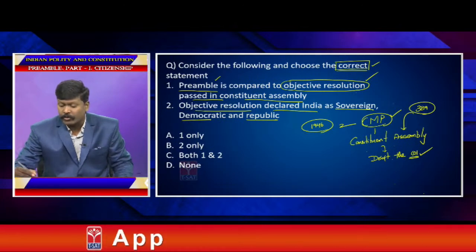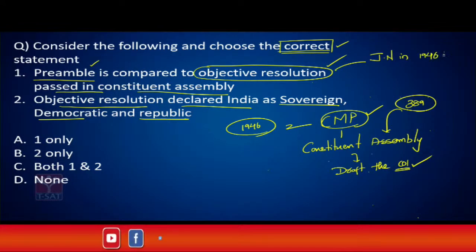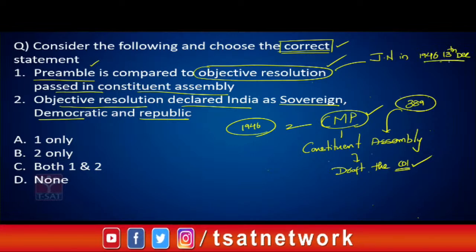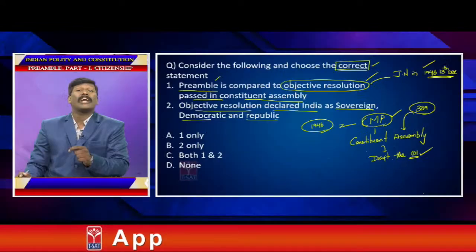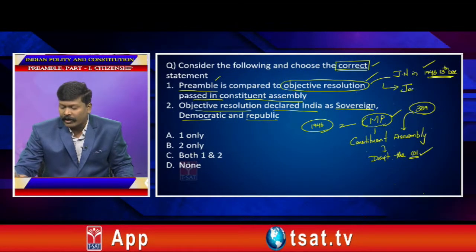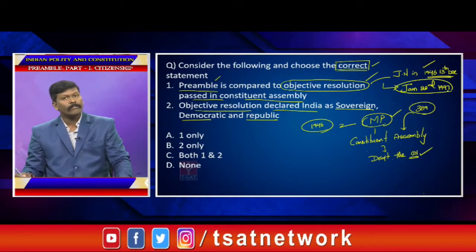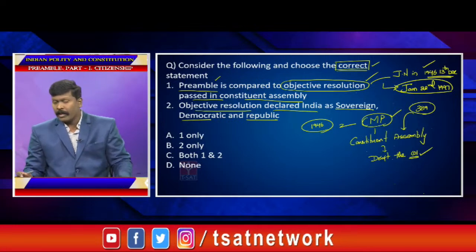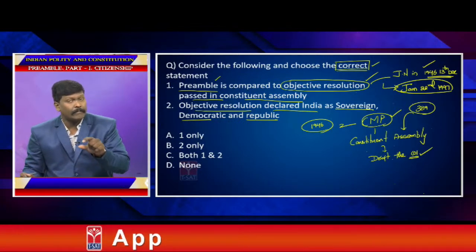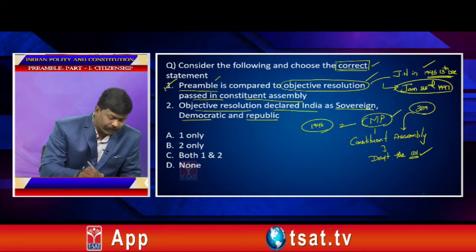And this objective resolution was initiated by Jawaharlal Nehru in the year 1946, on 13th December. Mr. Nehru initiated this objective resolution, and it was passed in the Constituent Assembly on January 22nd, 1947. This objective resolution was passed. As I said, this was initiated in the Constituent Assembly, so the first statement is correct.